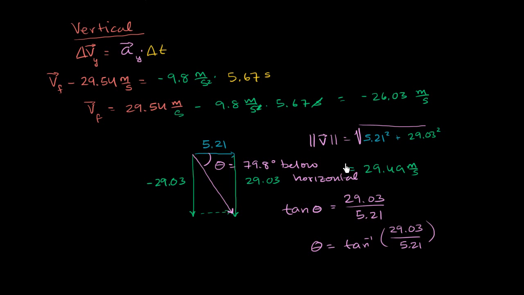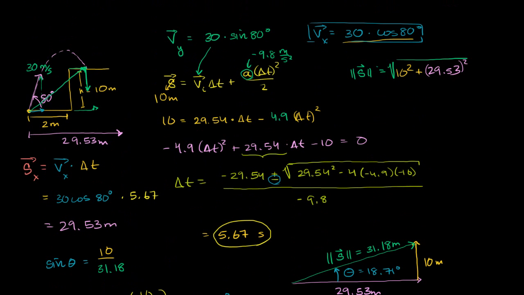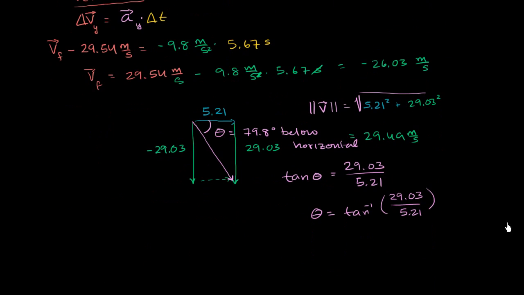But what's neat about this is we figured out our final velocity vector, the entire vector. We know what that entire vector is. It is 26.55 meters per second at 78.7 degrees below the horizontal.